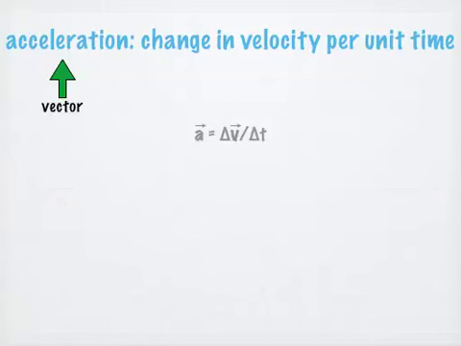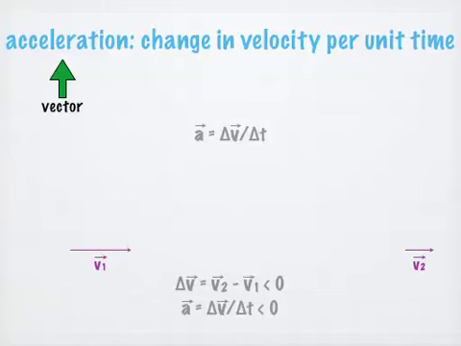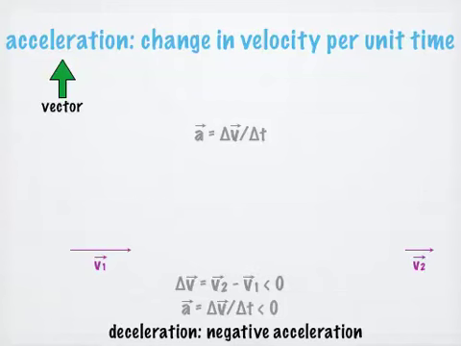Since acceleration is a change in velocity, speeding up is accelerating, turning is accelerating, and even slowing down is considered acceleration. If our car is slowing down, that means its initial velocity is greater than its final velocity. In this case, delta v, the change in velocity, would have a negative value, which means that the acceleration would have a negative value. We sometimes call this negative acceleration deceleration.